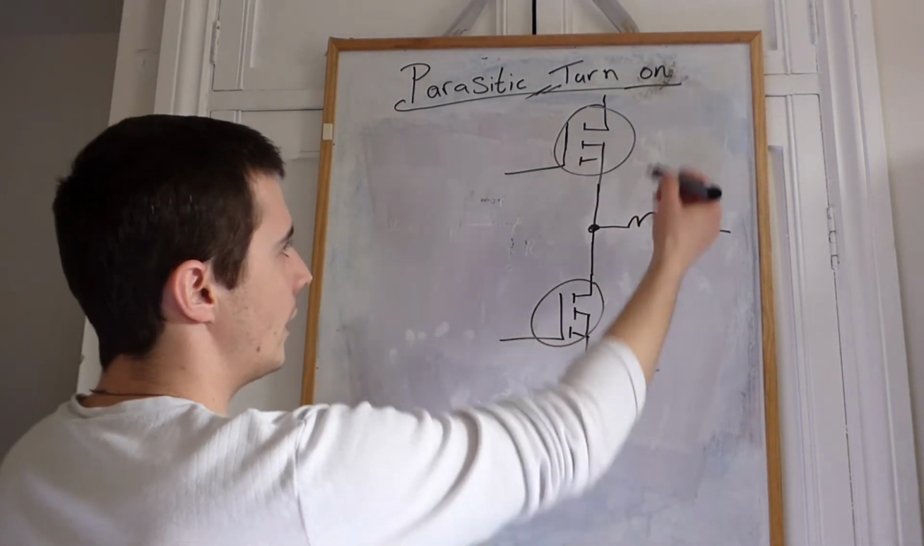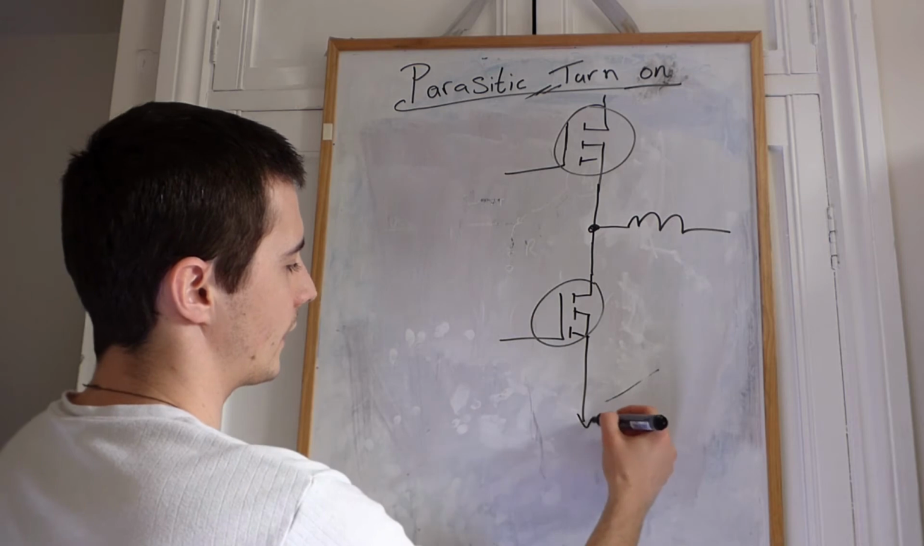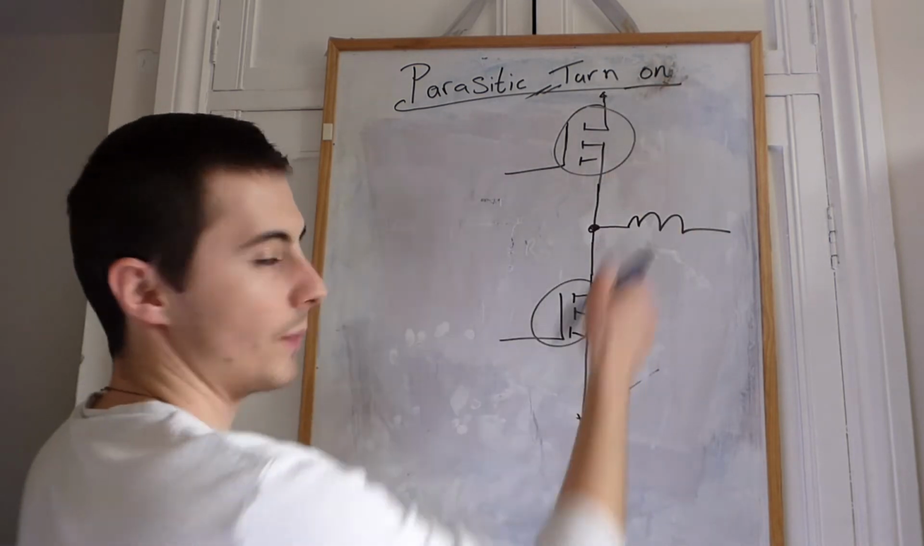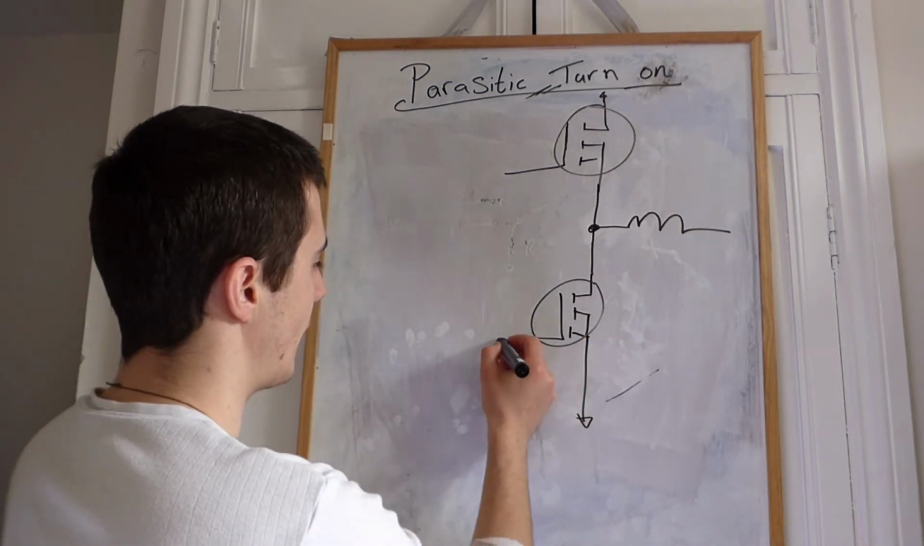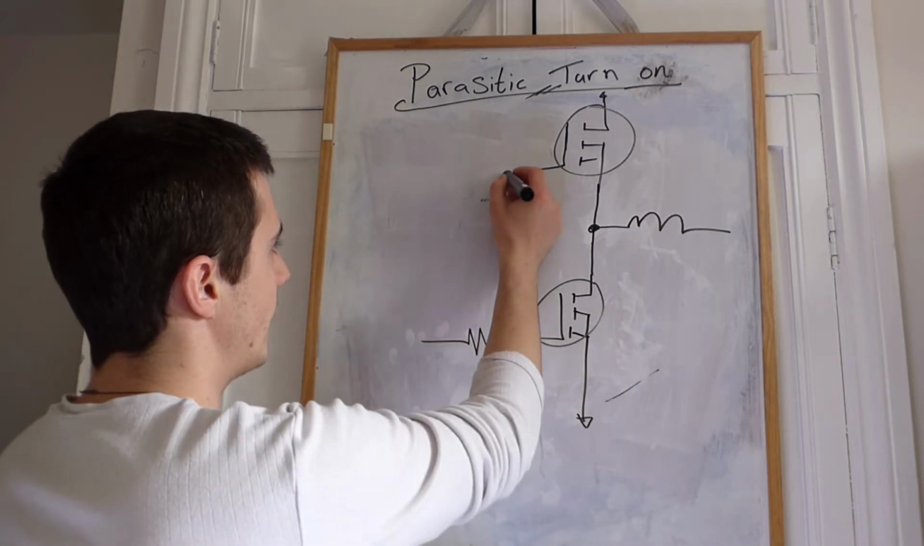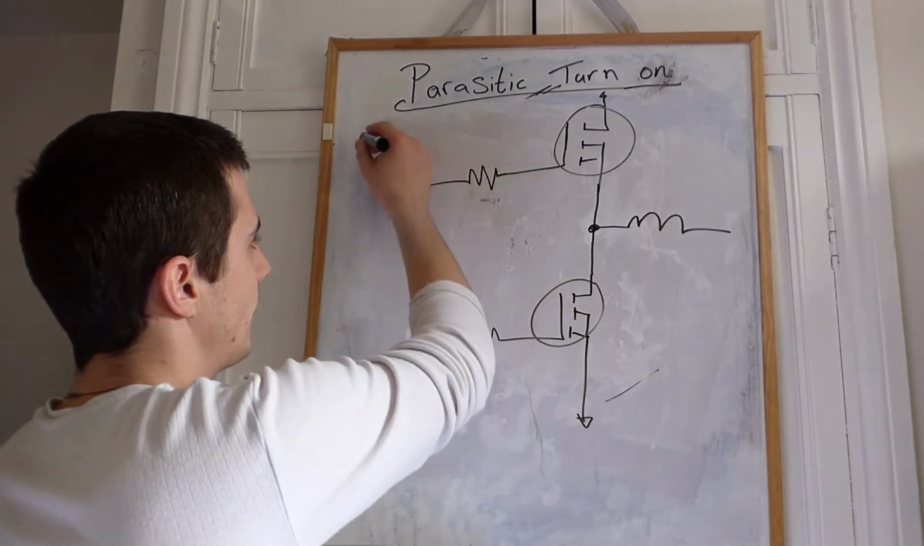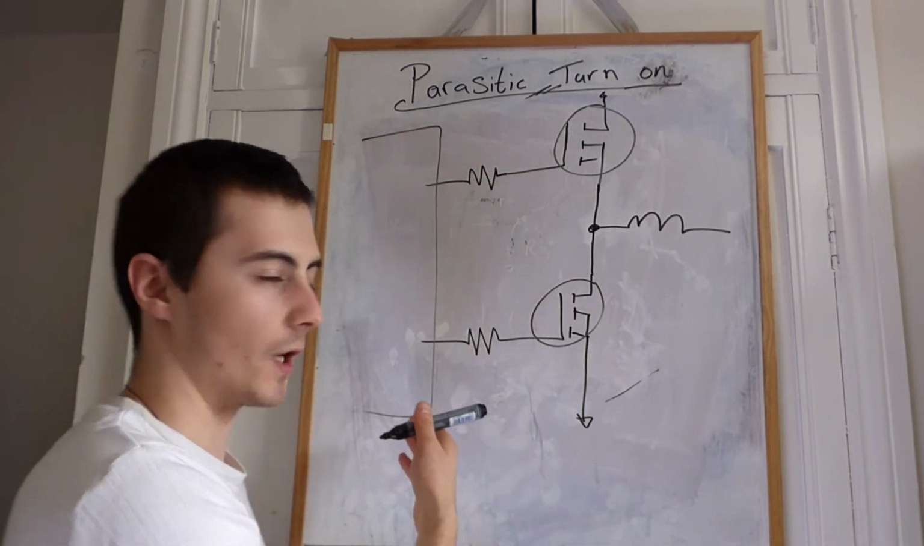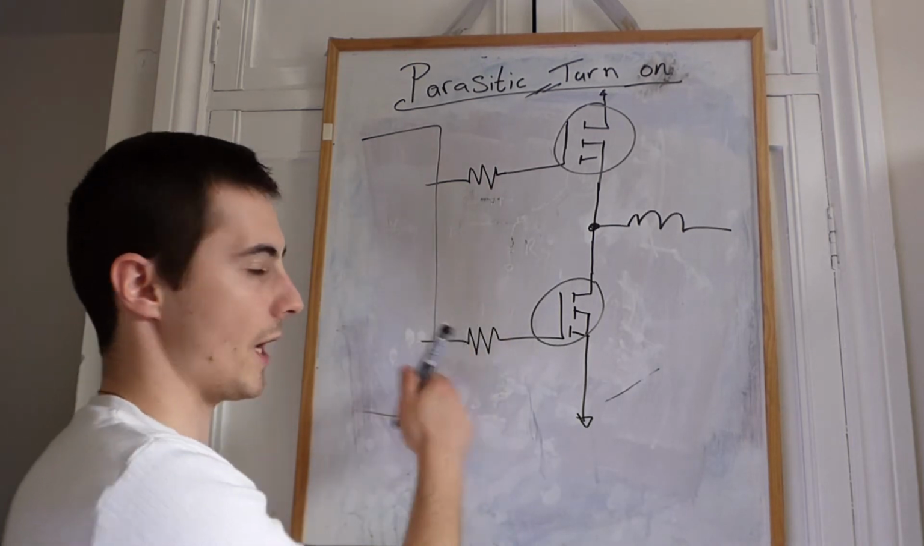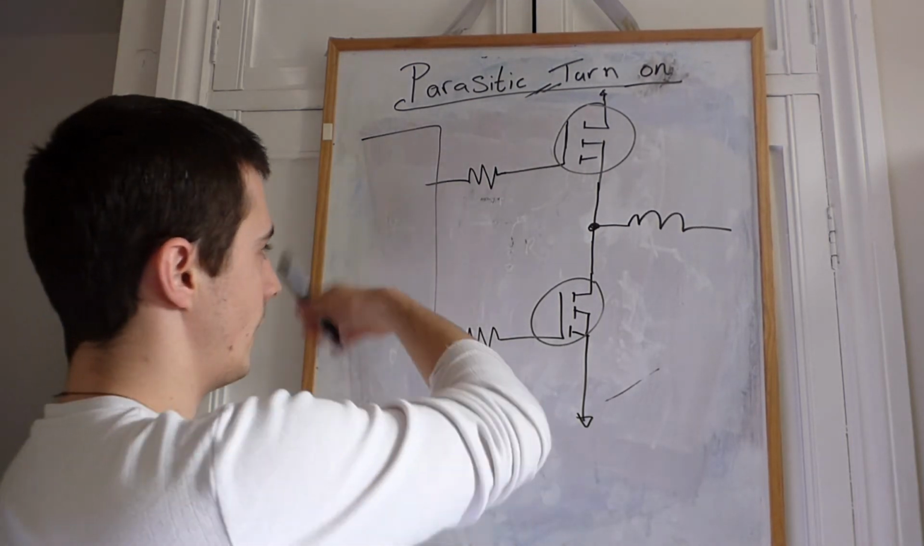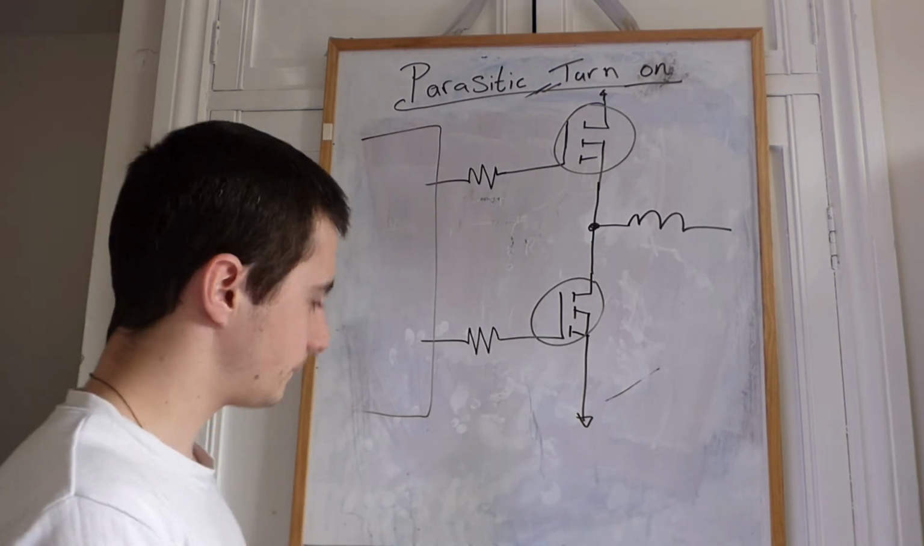So there's our high side and low side drivers. This one is connected to ground. This one will be connected to a positive power supply. Then generally you have a gate resistor on both, and then usually some form of driving circuitry to drive the gates of the MOSFETs high or low depending on some inputs.